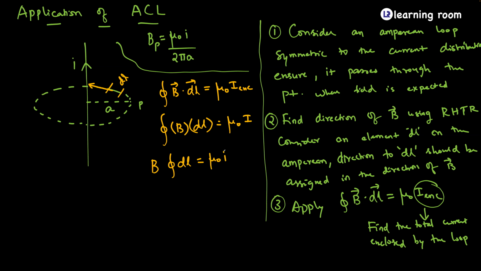Did you understand this concept? So when I take all these dls and keep adding them on this circle, what am I going to get? I'll get the circumference of this circle. So B into 2 pi a is equal to mu naught into I. B will be equal to mu naught I divided by 2 pi a. So it's the same result. Got it? So instead of using many steps, we can do it using this logic itself. Did you understand? So make a note of it.